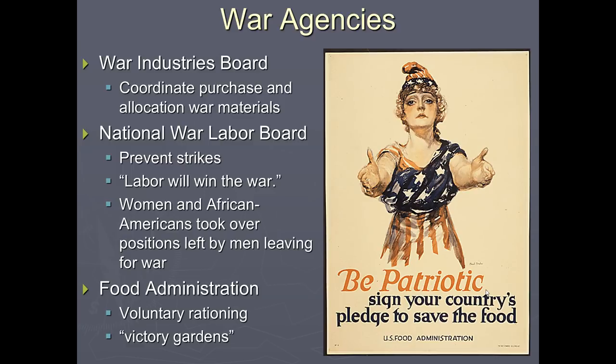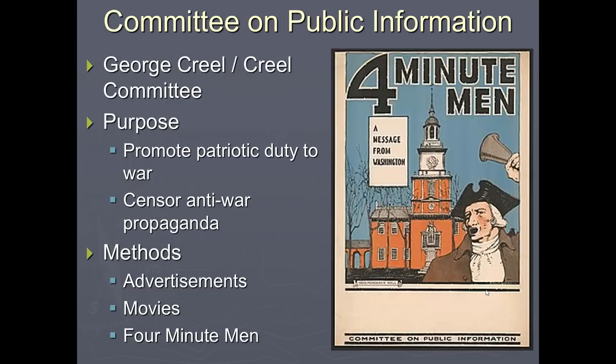Several war agencies were commissioned to coordinate the purchase and allocation of war materials, and to make sure that labor unions weren't going to do any strikes during that time, because America made a lot of money manufacturing weapons. We also needed to ration food and encourage the American people to do that. A lot of this was done by the Committee of Public Information, led by a guy by the name of George Creel. Remember that his goal was to promote patriotism and support for the war. And anybody who undermined the war was subject to a fine or a misdemeanor charge, or even the thought of going to jail.